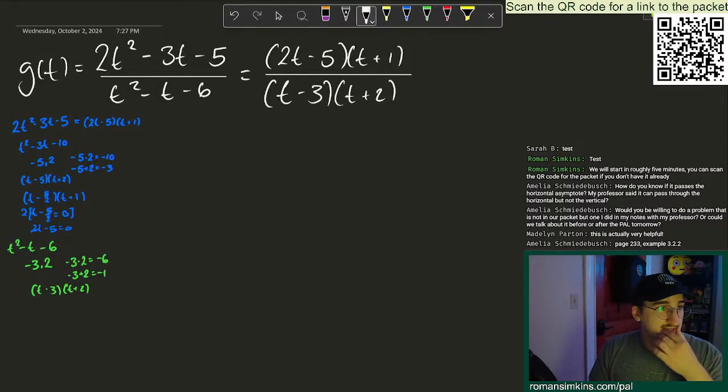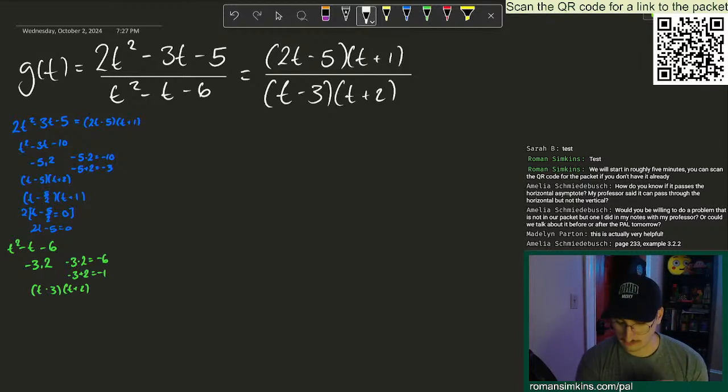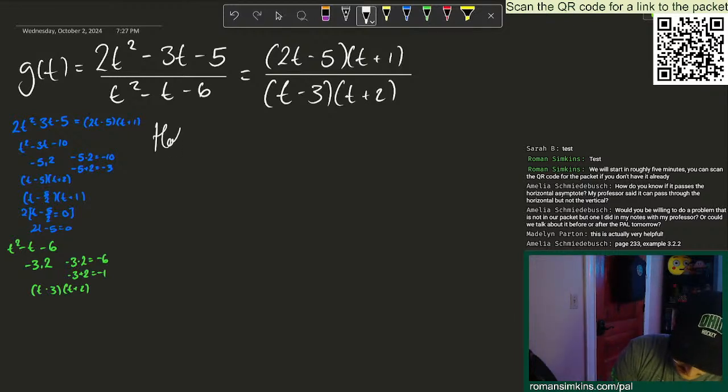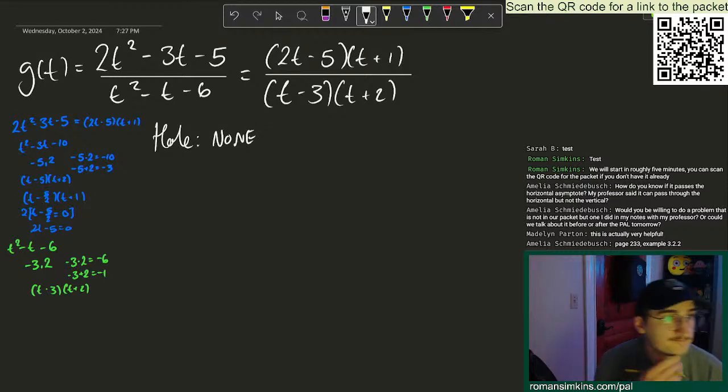All right, next thing is to cancel any terms you can. Any factors completely removed will be a hole. I can't cancel anything here, right? I've got a 2t minus 5 and a t plus 1 on top. I've got nothing that looks like that on the bottom. No cancellations, no holes. So if I write down holes, none. Plug the values of any holes into the reduced form. I don't have any of those.